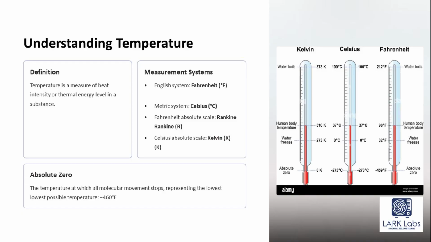Temperature is a measure of heat intensity or thermal energy level in a substance. We use different systems to measure temperature, including Fahrenheit, Celsius, and Kelvin. Absolute zero represents the point where all molecular movement stops, marking the lowest possible temperature.